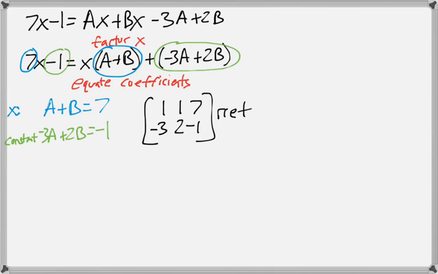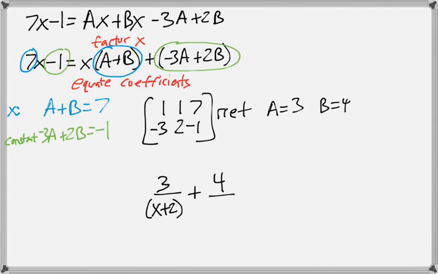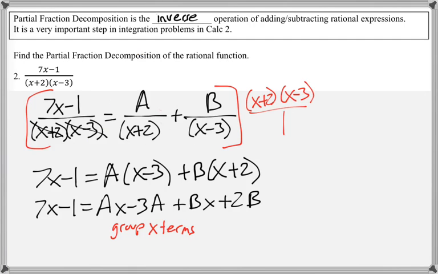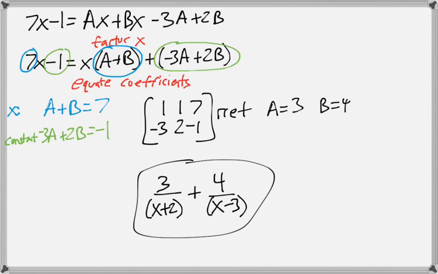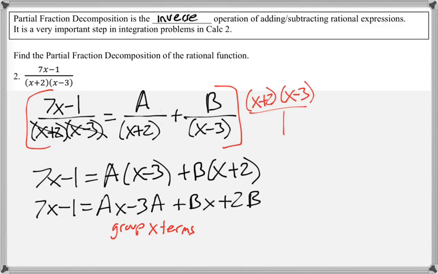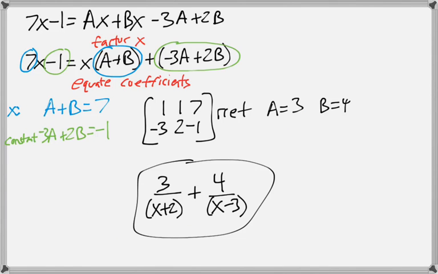If you do reduced row echelon form, you get a is equal to 3 and b is equal to 4. So my final answer will be 3 over x plus 2 plus 4 over x minus 3. So I'm putting the a and the b that I just found back into this template here. So these were the original two fractions that I added together to get 7x minus 1 over x plus 2, x minus 3. And again, if you did question number 1, you'll see that this was indeed our original problem.